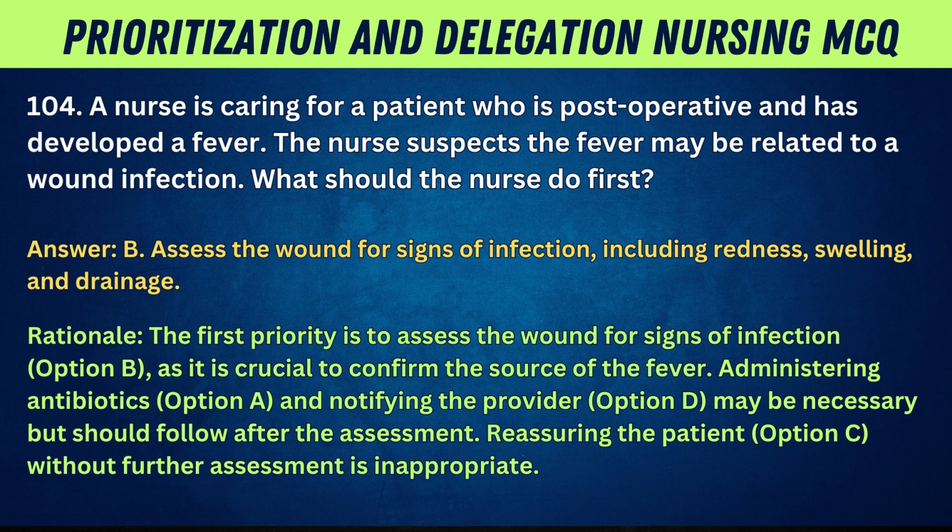Rationale. The first priority is to assess the wound for signs of infection, option B, as it is crucial to confirm the source of the fever. Administering antibiotics, option A, and notifying the provider, option D, may be necessary but should follow after the assessment. Reassuring the patient, option C, without further assessment is inappropriate.